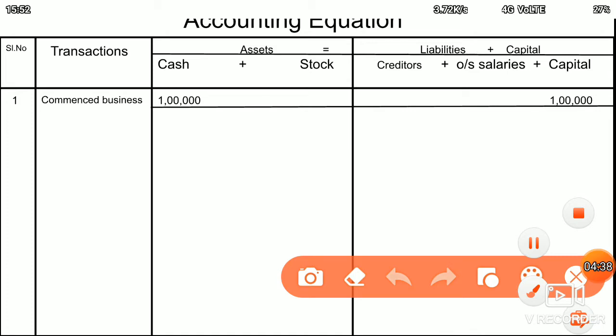So first of all, you'll draw the format. After drawing the format, after filling up everything, in the first column you'll write 1, the serial number is 1 for the number of the transaction, then a brief statement of the transaction, that is commence business with cash. Now I will increase cash because the cash comes into the business. On the other hand, the business will also increase the capital because the owner brings 1 lakh rupees as capital. So the cash account will increase by 1 lakh and the capital also will increase by 1 lakh.